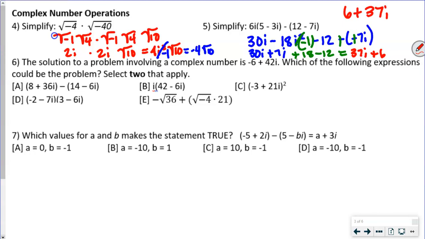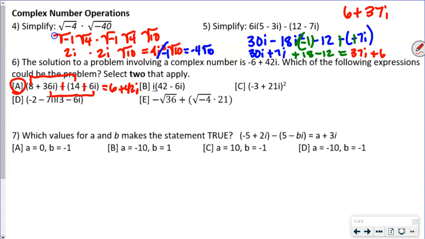Okay? All right, the solution to the problem involves complex number negative 6 plus 42i. Which of the following expressions could be the problem? Select 2 that apply. So I'm going to work each of these. Let's see. So these are our like terms here, right? So that's 8 minus 14, so that's 6, right? And then here's our like terms here, only this is going to be plus. So 36 plus 6i is plus 42i. So that's one of them right there.